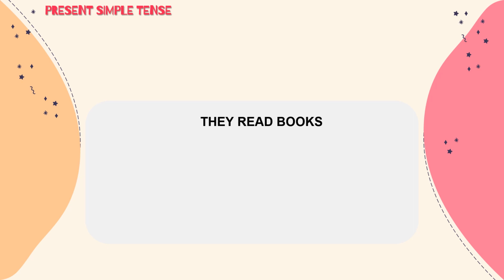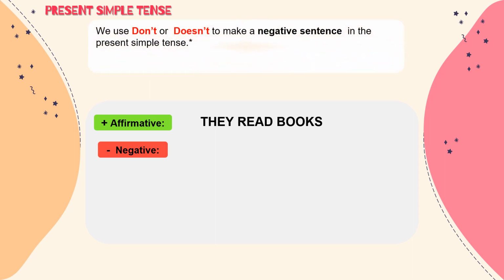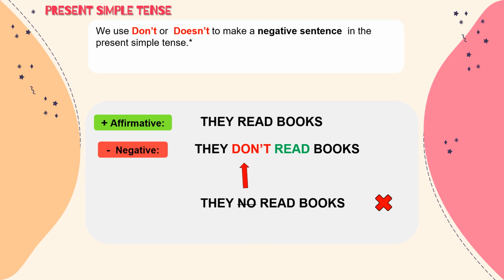Look at this sentence. They read books. This is an affirmative sentence. How can I make this a negative sentence? In English, we use don't and doesn't to make a negative sentence in the present simple tense. They read books becomes they don't read books. Don't shows that the sentence is negative. We don't say they not read books. No, this is not correct. They don't read books. This is correct.